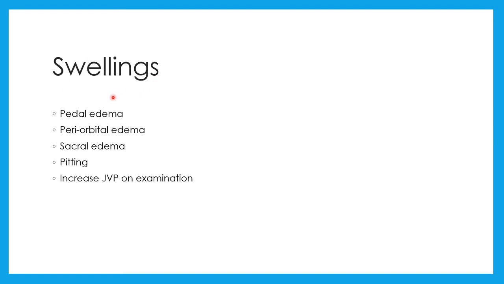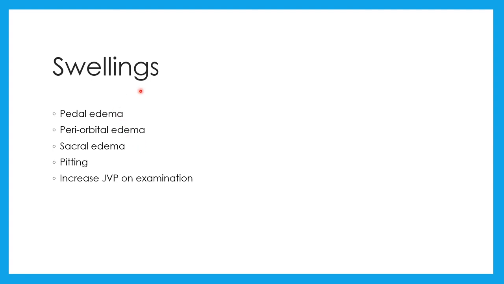Swellings. Swellings will be pointing to right heart failure. It might be biventricular failure. But if there's no left heart failure, and you are finding pedal edema, periorbital edema, sacral edema, pitting edema, and the JVP is raised, for sure, there's right heart failure. I can bet anything on that.